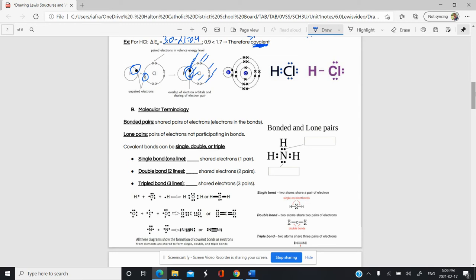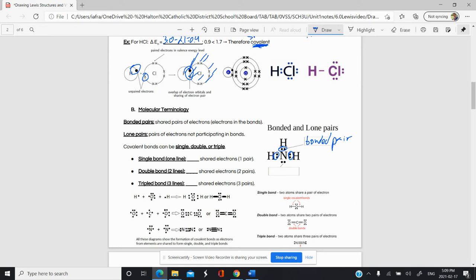So before we learn how to draw these in more detail ourselves, we're going to need to learn some important terminology. So first and foremost, there's bonded pairs. Those are the shared pairs of electrons. So the electrons are actually found within the bond. So for example, if we look at this image here, this is a bonded pair. It's found between the bond of nitrogen and hydrogen, or between those atoms. This is another bonded pair, and this is another bonded pair.